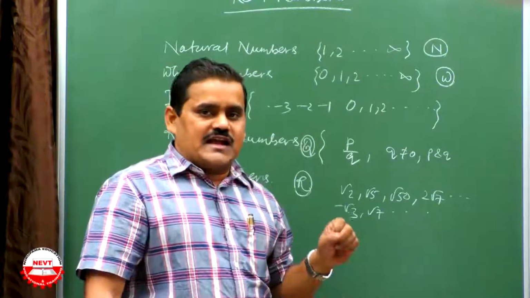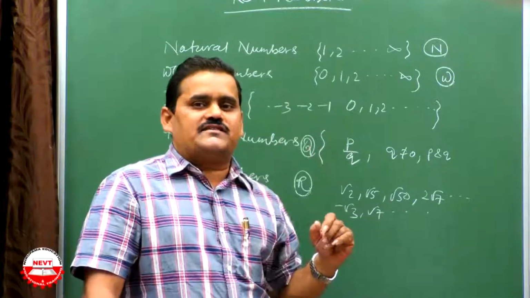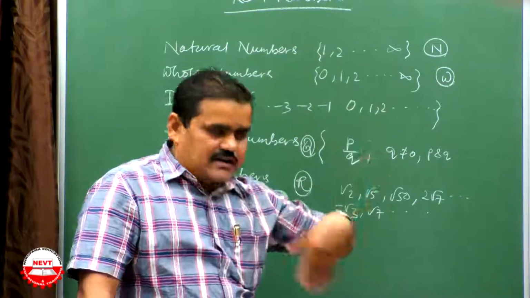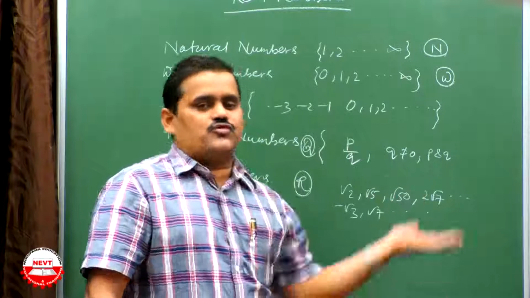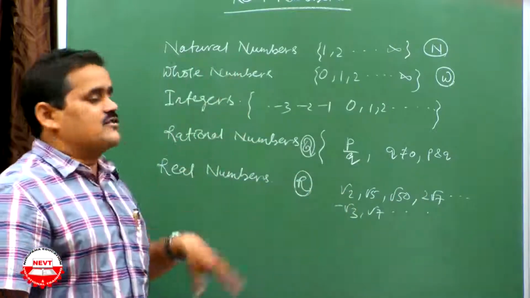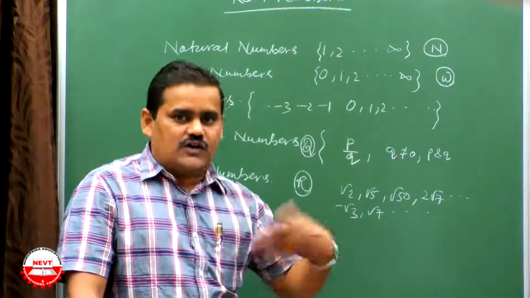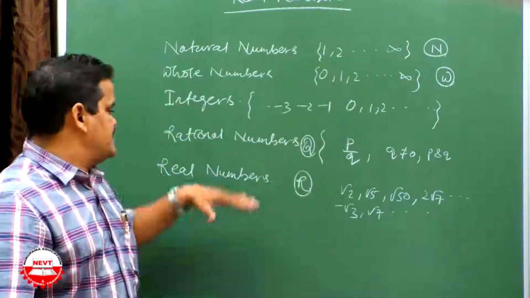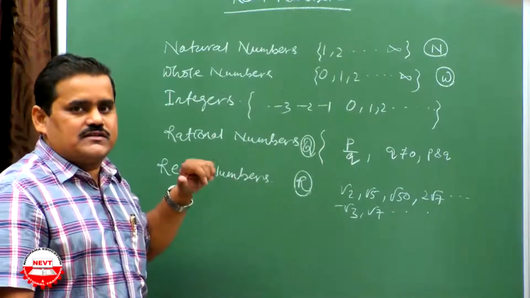You know about, in class 9, the finite decimals. Finite decimals can be expressed in the form of p by q. Recurring decimals are also expressed in the form of p by q. All these are rational numbers. But non-terminating, non-recurring decimals are known as irrational numbers.